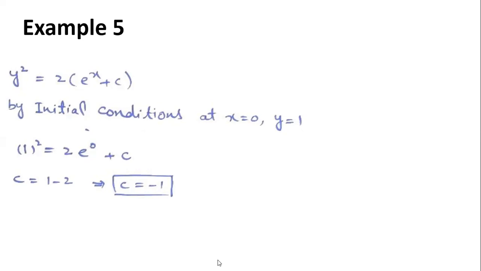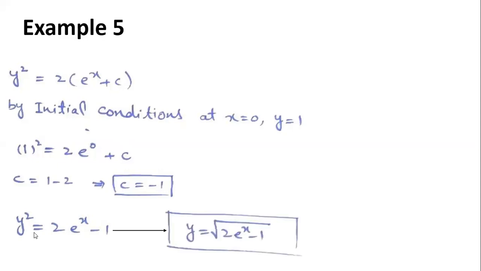So in this way we have found the value of the constant, that is c is equal to -1. We will put this value back in this equation, and this becomes y squared is equal to 2 times exponential power x minus 1. I want to find the value of y, so take the square root on both sides, and you will obtain y is equal to the square root of 2 times exponential power x minus 1. So that is the solution.